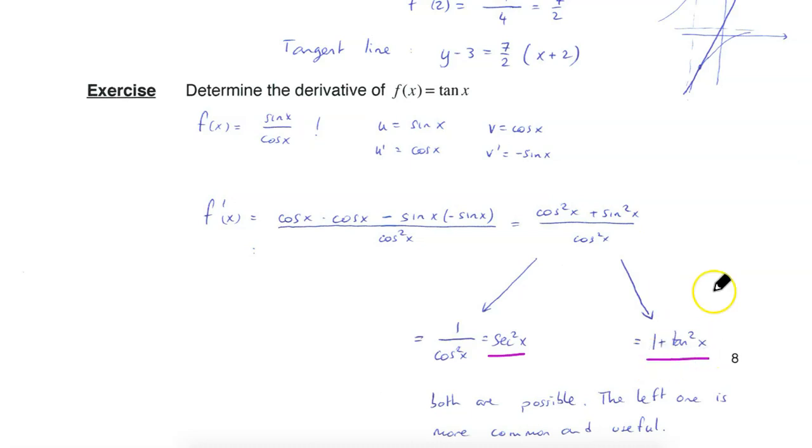Both of these are great. More often than not, this is the one that's going to be more useful in exercises. So the derivative of tangent is secant squared. But that's an interesting trigonometric identity: secant squared is equal to 1 plus tan squared x. Some of you who maybe do math competition may know that.